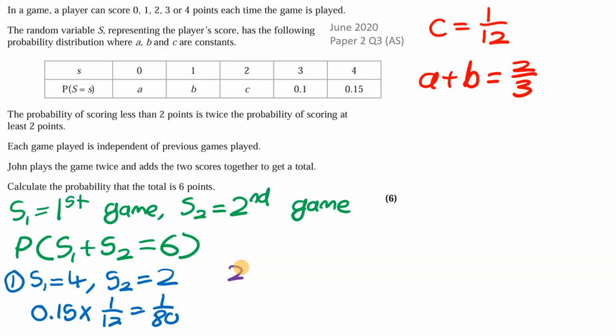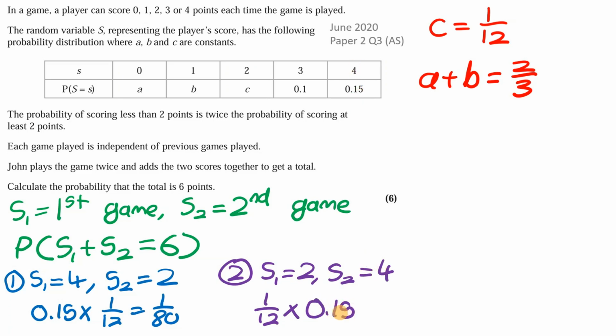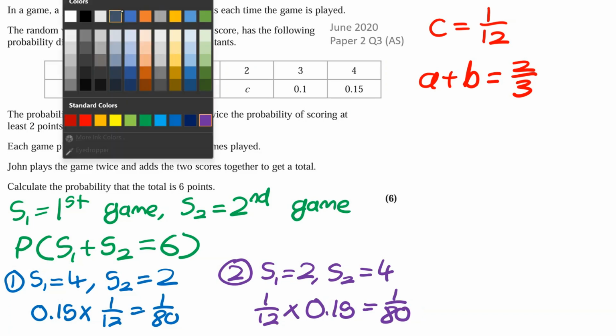The second possibility is that S1 is equal to 2 and S2 is equal to 4. The probability of S1 being 2 is C, which is 1 over 12, and this is multiplied by the probability that S2 is equal to 4, which is 0.15, and this is also 1 over 80, okay?